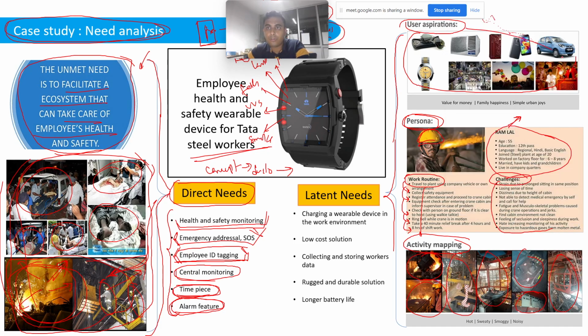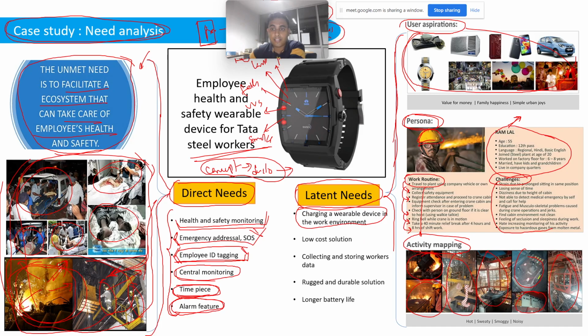Okay, so all those also we try to gather all those informations. So after this contextual inquiry, we come up with certain latent needs which we realized soon after we entered our concept generation phase. Okay. So one was charging a wearable device in a work environment, because it was very difficult to get a charging point in those high-rise facilities, and how to charge your device.